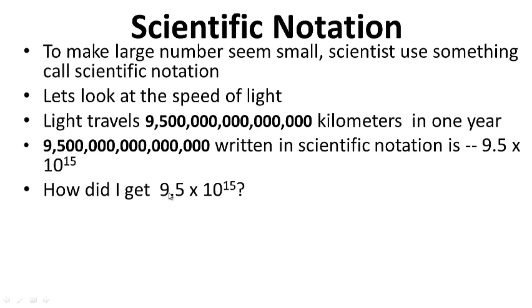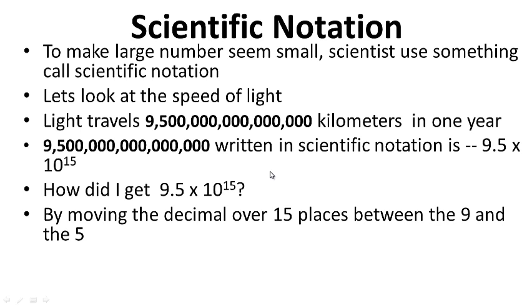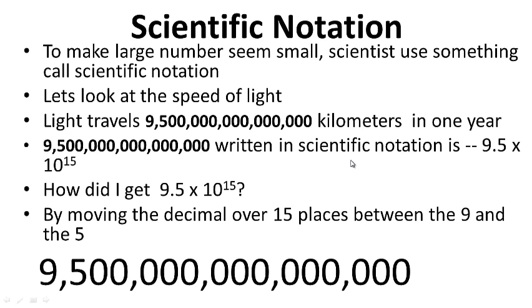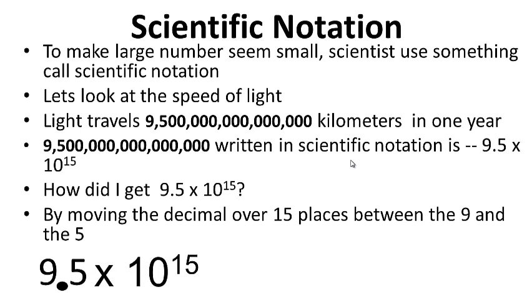How did I get that number? 9.5 times 10 to the 15. Scientific notation here. Well, what I did is I moved the decimal over 15 places between the 9 and the 5. Let me show you. So here's our number, the speed of light. Okay, the speed of light travels in a year here. I moved the decimal over 15 places to the left. Okay, put my decimal in there. And I said 9.5 times 10 to the 15th. Okay, so that's scientific notation.